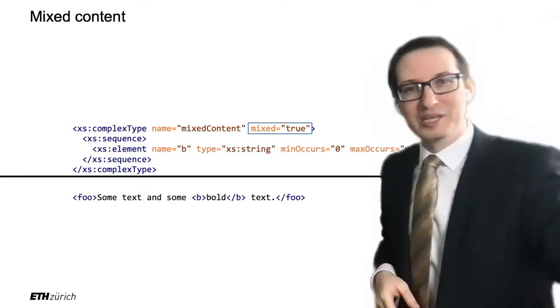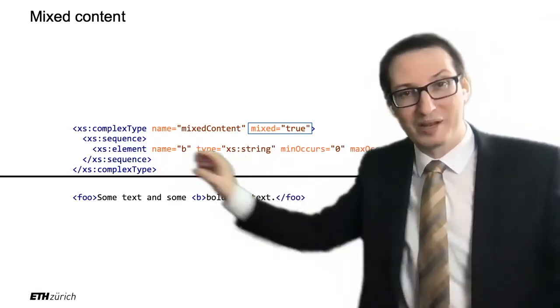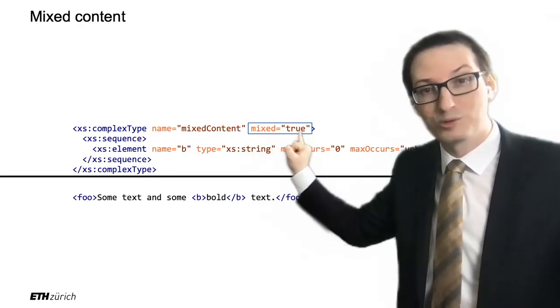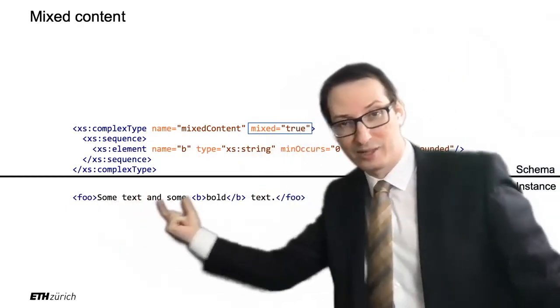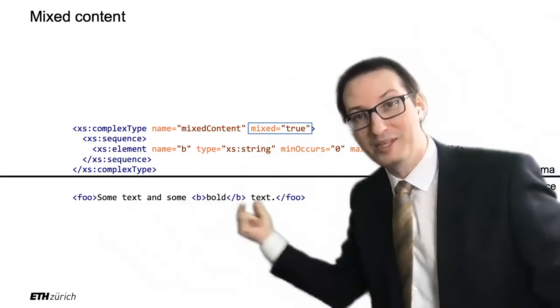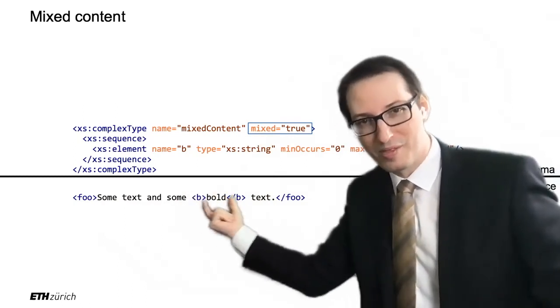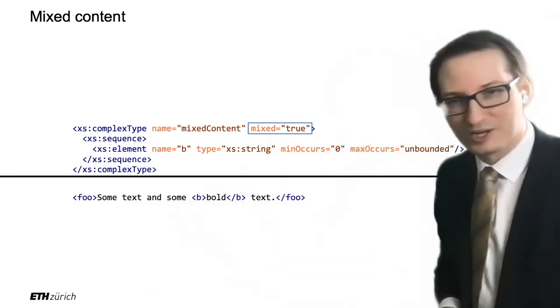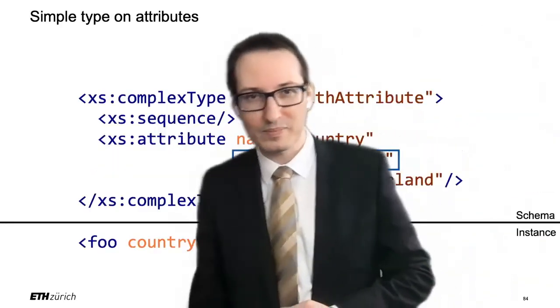Okay. And mixed content is easy. It's the same as complex content, but you just say mixed equals true, and that allows text to also appear intermingled with the other children elements. All right? Okay.